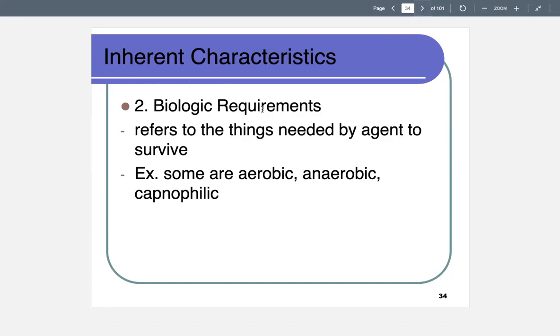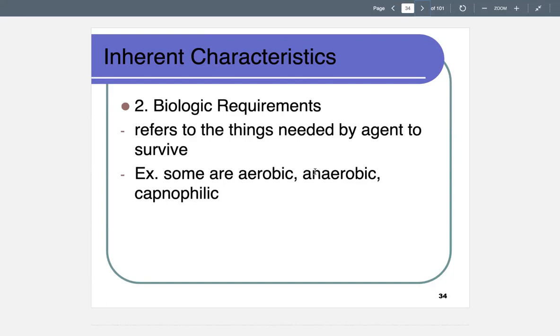Second is the biologic requirements of pathogens. This refers to the things needed by the agent for them to survive. For example, class, there are organisms that are aerobic. When we say aerobic, class, it means they need a high amount of oxygen to live and survive. If anaerobic, class, it means they cannot have oxygen, they will die. What they need is only carbon dioxide.